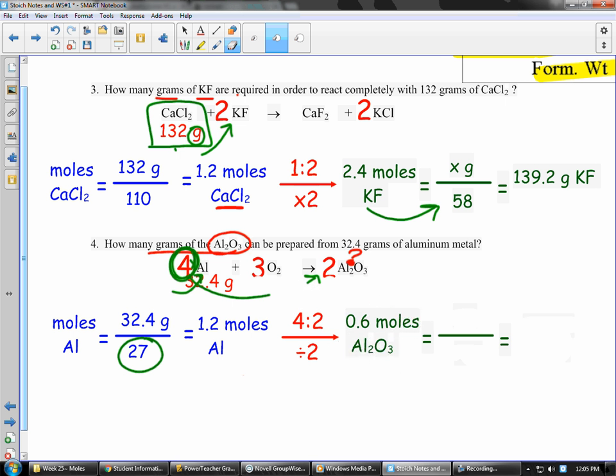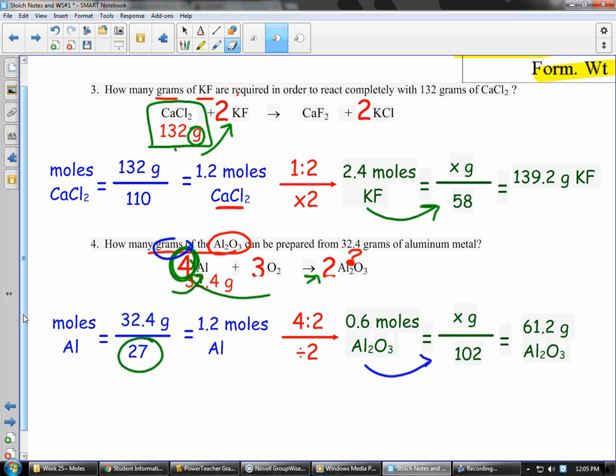Now I'm in moles of aluminum oxide. It would like mass of aluminum oxide though, so I'm going to set this up. Moles equal mass over formula weight of aluminum oxide. Multiply that together, and you get 61.2 grams of aluminum oxide.